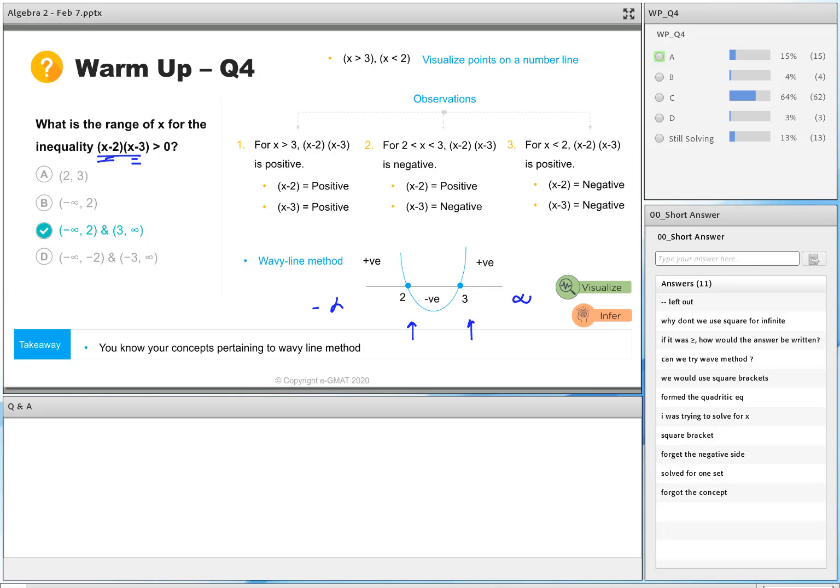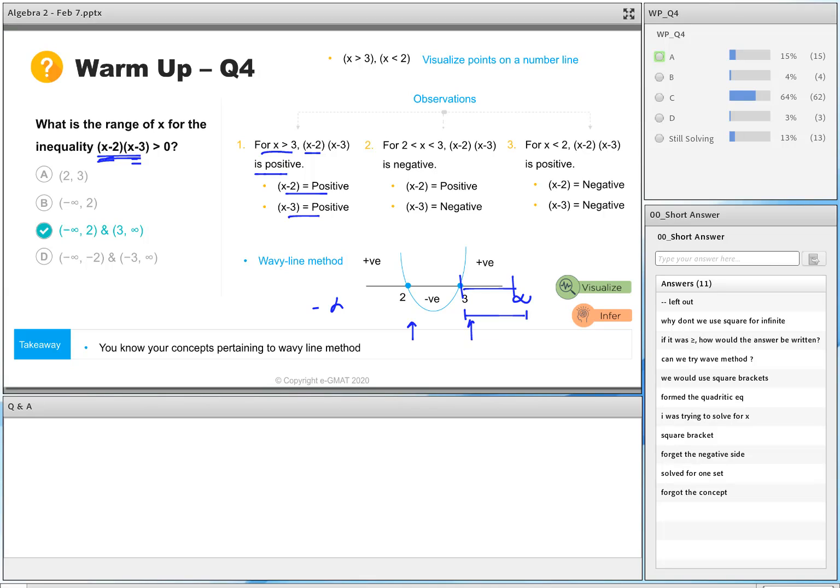Now, let's take one region at a time and see what effect it has on these two numbers, x minus 2 and x minus 3. If we take the first region, which is from 3 to infinity, let's take any number which is greater than 3. If x is greater than 3, x minus 2 is a positive number, and x minus 3 is also a positive number. What happens when we multiply two positive numbers? We get a positive product. So this is the region where we get a positive product.